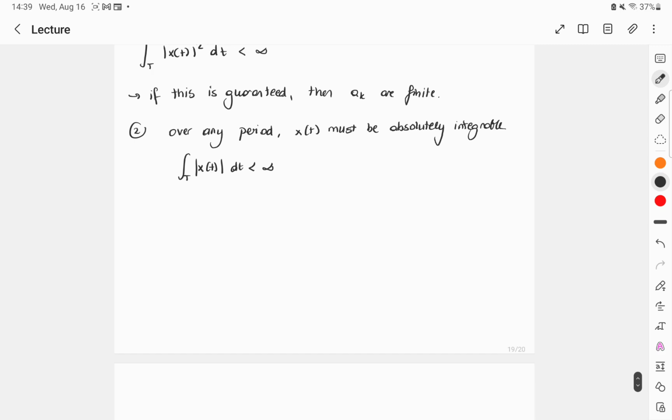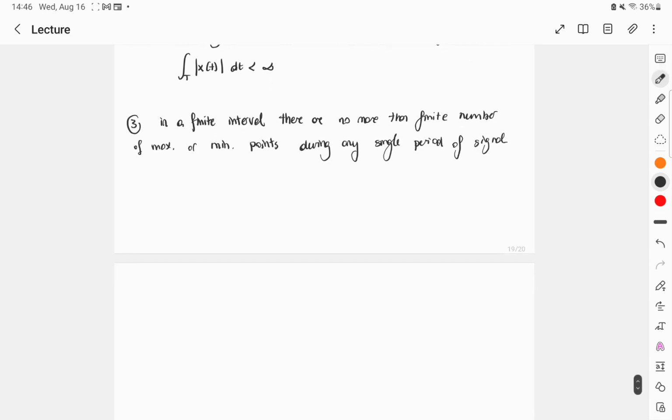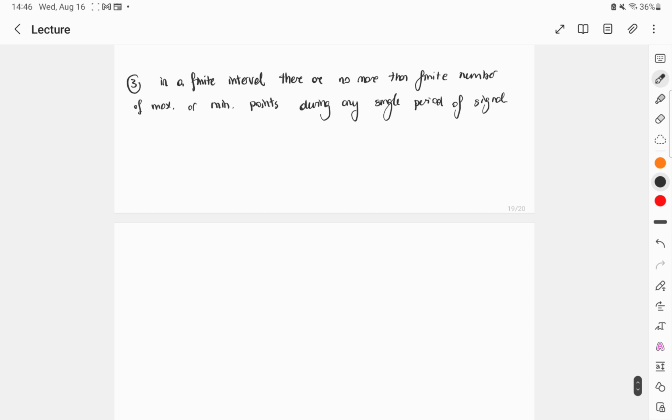Next condition is in a finite interval, there are no more than a finite number of maximum or minimum points during any single period of the signal. Don't worry, I will give examples for each one at the end. Now the next one is that in any finite interval of time, there are only a finite number of discontinuities. Let me write this too.